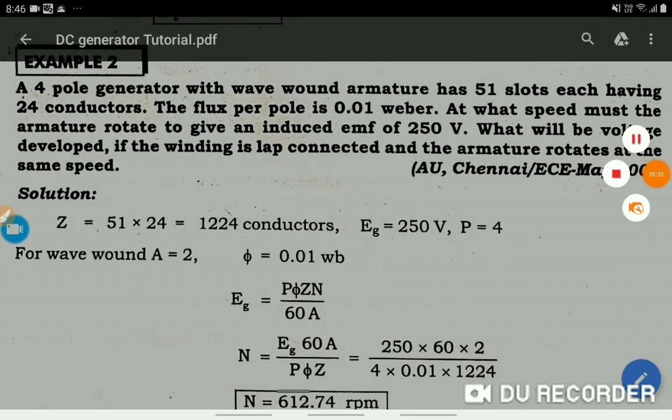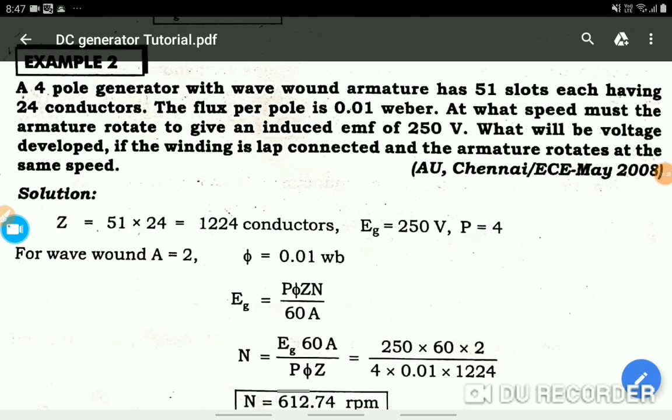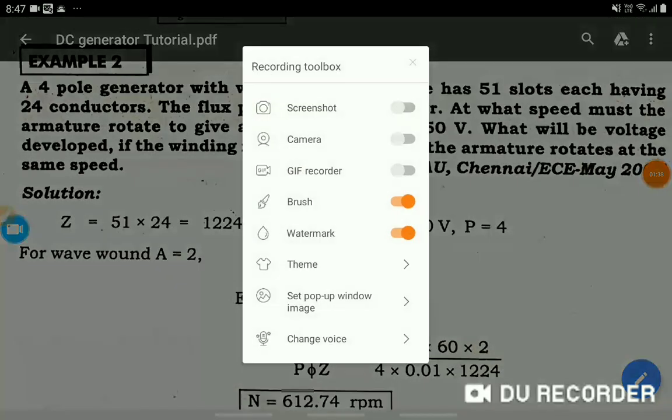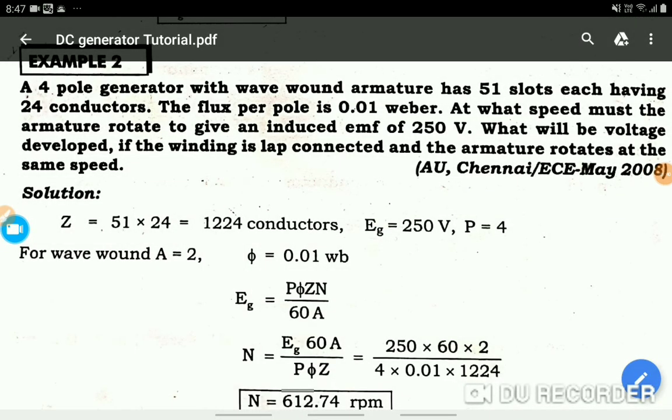So after viewing the information given, we list out the data required to solve the problem and what should be the requirement. We'll see it in detail.